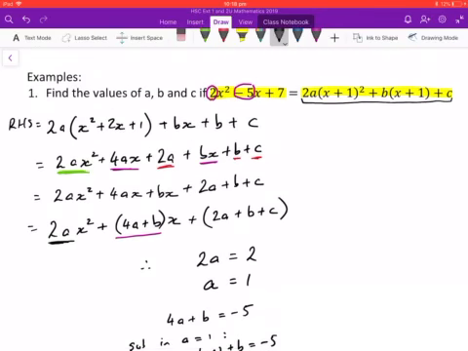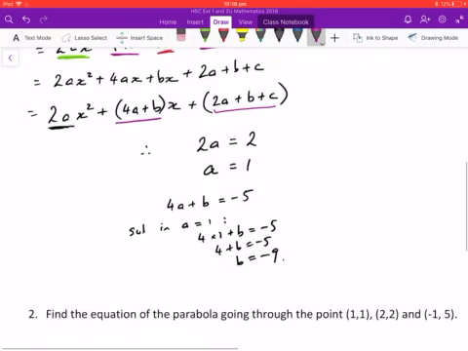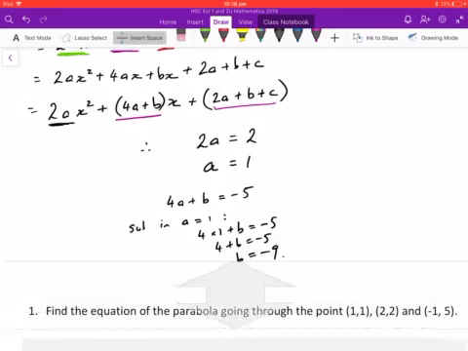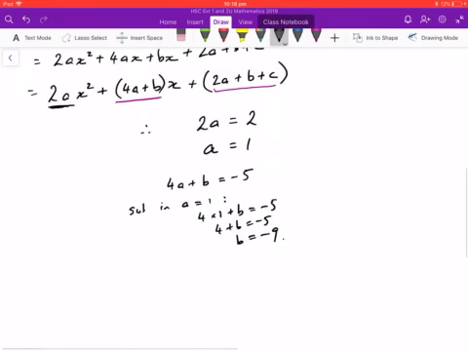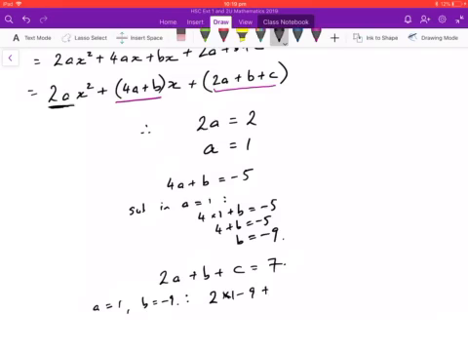Now the last one is, I've got 7, and then I have 2a plus b plus c is equal to 7, because they're two quadratics which are equivalent. So 2a plus b plus c is equal to 7. What do I know? a is equal to 1, and b is equal to negative 9. So this becomes 2 times 1 minus 9 plus c equals 7. Well, 2 times 1 minus 9 is negative 7.